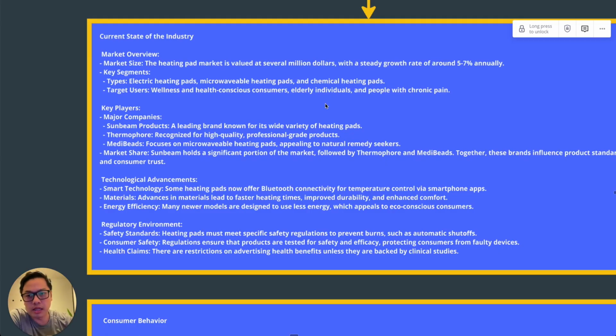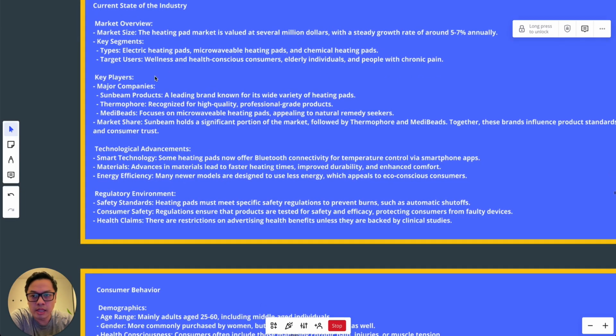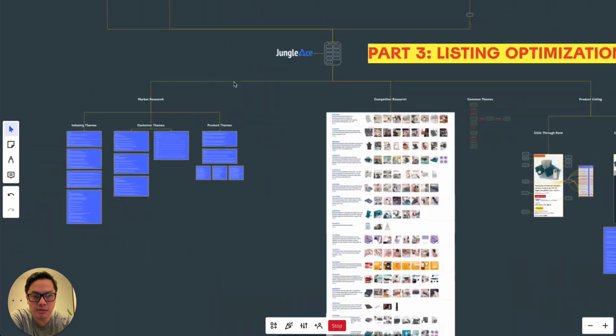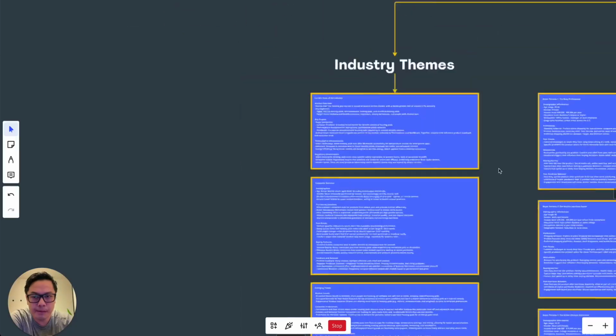The market size, the heating pad market is valued at several million, with a steady growth rate around 5 to 7%. Okay. Key segments, we got electric heating pads, microwavable heating pads, and chemical heating pads. So I'm going to keep that in mind because those are different types of heating pads. I believe ours is specifically an electric one, so that's really what we're going to be focusing on. Let's see what else we got here.